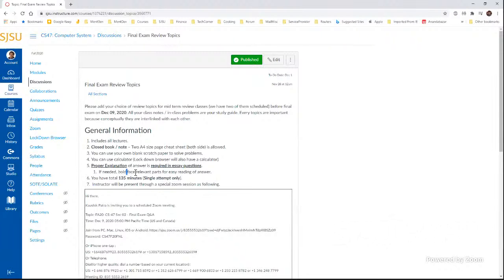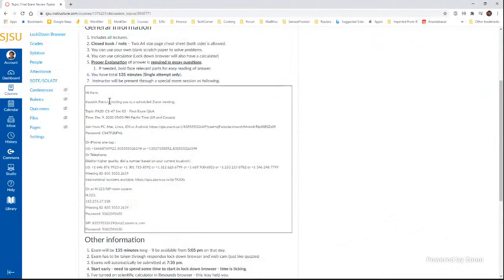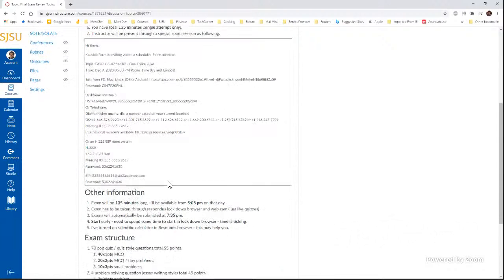Use boldface or underline for the relevant part of your answer. You have a total of 135 minutes, single attempt, and I'll be present in this special Zoom session. Please take note of that, especially the dial-in numbers and meeting ID, so that you don't need to use the Zoom app. You can use your phone, call in, connect in, and if you have any question, you can ask me there. On the final exam day, I'll be present.